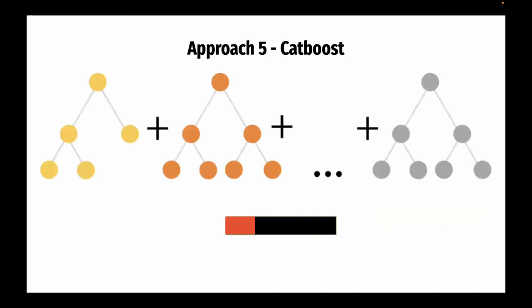Next, I'll talk about the CatBoost model. CatBoost is an open-source gradient boosting algorithm. Its name comes from the two words category and boosting. CatBoost has been applied to many areas such as recommendation systems, self-driving cars, forecasting, and virtual assistants.